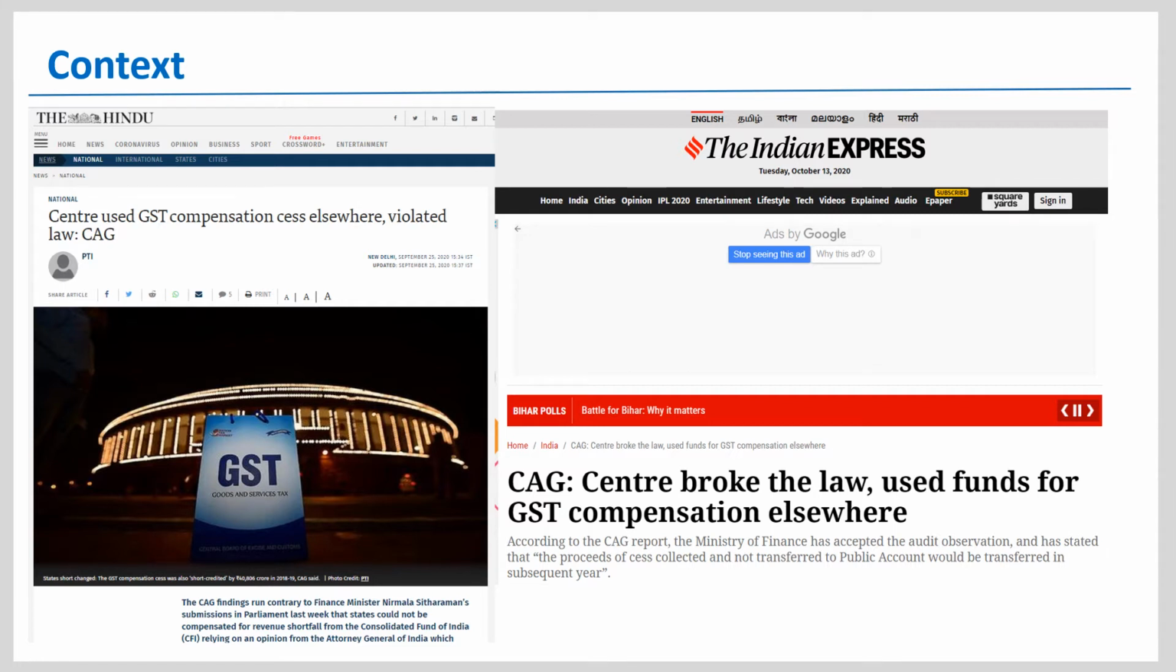One week ago there was another issue regarding GST. It was said that the GST compensation cess was used elsewhere and violated law. This is the CAG finding. The GST compensation cess was created to compensate state governments if there is any shortfall in GST revenues, and this cess will be used to compensate the state governments. There was some issue regarding the division of the GST compensation cess fund between union and state governments. So it was the news one week ago, and combined, it has assumed significance.